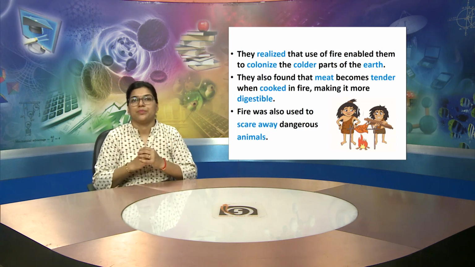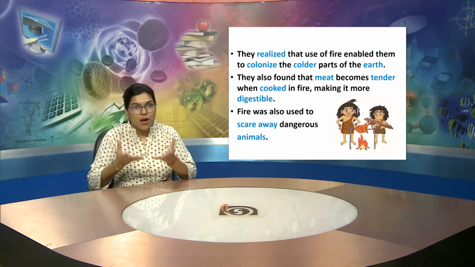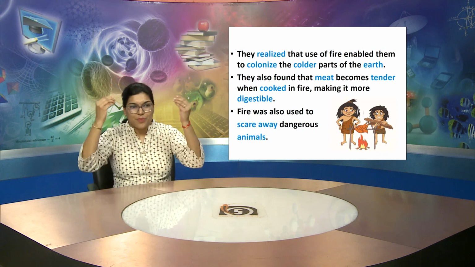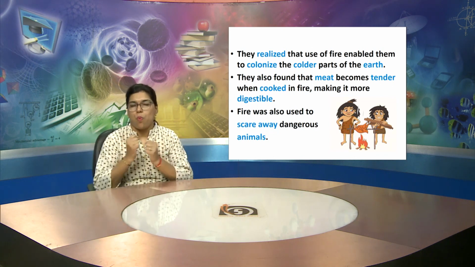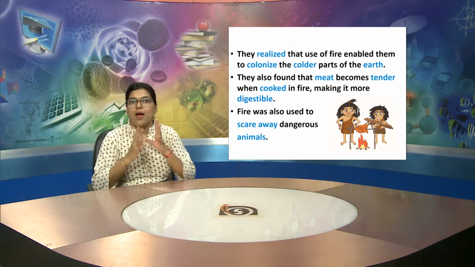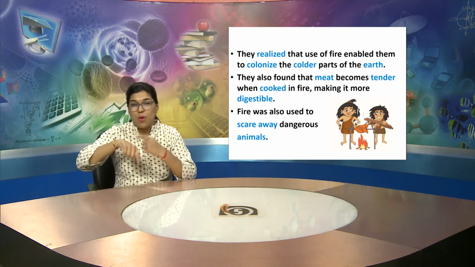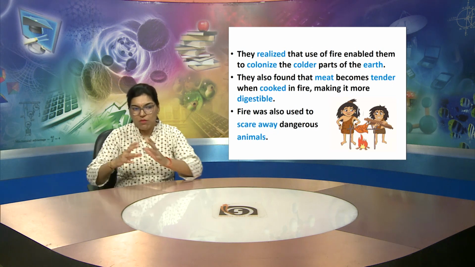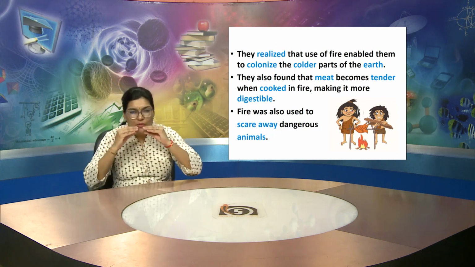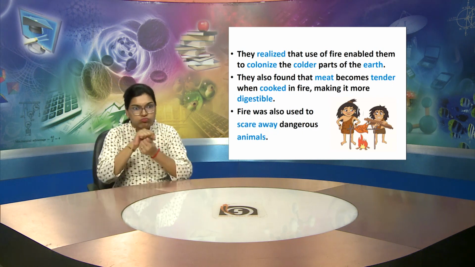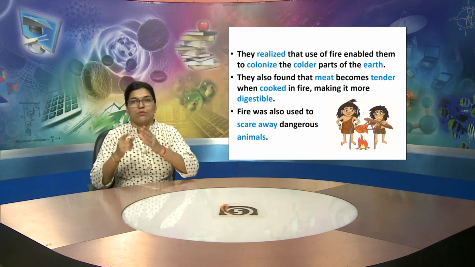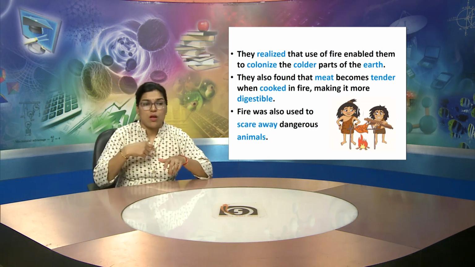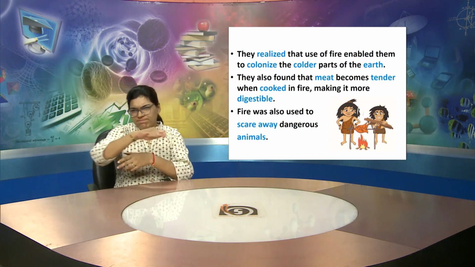When fire was discovered, that primitive human realized that the use of fire enabled them to colonize the colder parts of the earth. They started living in a colony so that they could get together and live in a team or a group. And because fire was invented, they also found that meat becomes tender when cooked in the fire. That way they could make it more digestible, because after getting cooked it becomes soft and its taste also changes. So fire helped them in making their food tasty and digestible. And also fire was used to scare away dangerous animals.